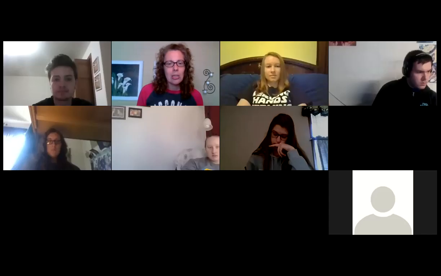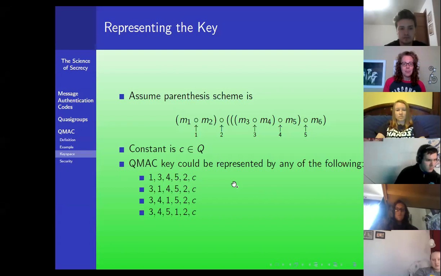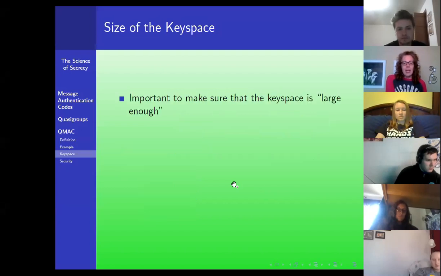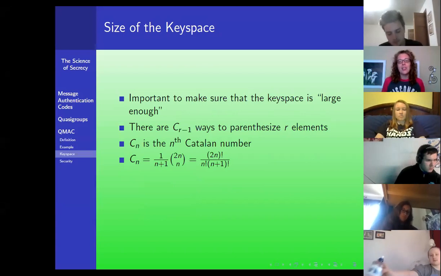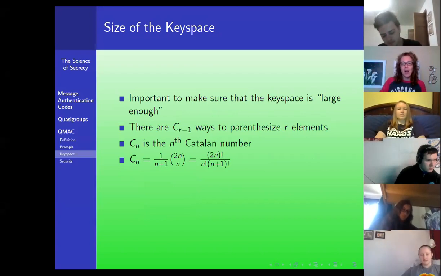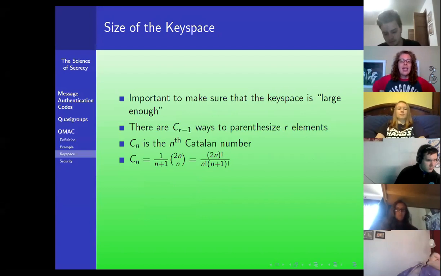We need to look at how big the key space is. All right. There's a theorem. It's handy. There are C sub R minus 1 ways to insert parentheses into a string of R elements. And C sub R minus 1, or C sub N, is what's called a Catalan number.